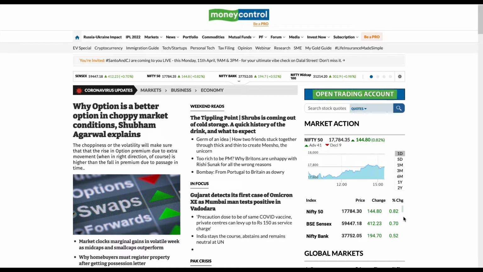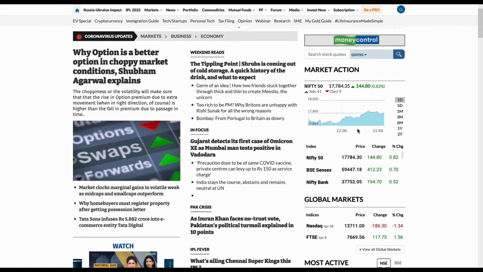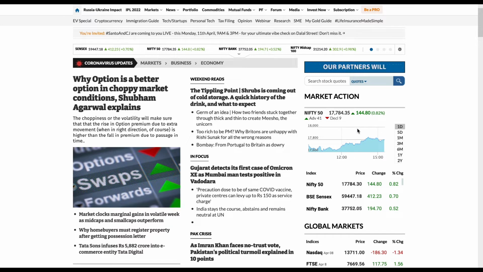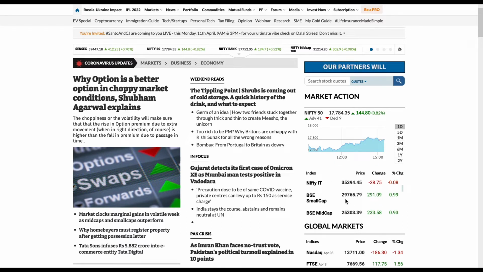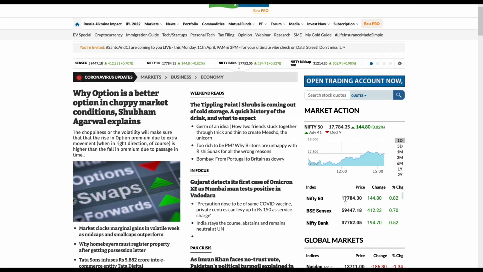In front of us right now is the home page of Money Control. There's a lot of content seen in front, but to analyze the market, we have to understand which parts are important. So first, we'll look at the market action. The market action tab includes the sector-specific indexes, which range from Nifty 50, BSE Sensex, Nifty Bank, Nifty IT, BSE small cap, BSE mid cap, etc. And this helps us tell how the market is performing in terms of the top performing companies.